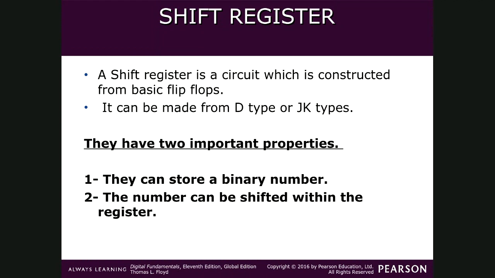The very important thing is the shift register has two important properties. One is they can store a binary number. So a binary number can be stored or saved. Number two is the number can be shifted within the register. Shifted means the number can be moving within the register. Shift means moving. From one register to another register, the number can easily move. I will show you now.